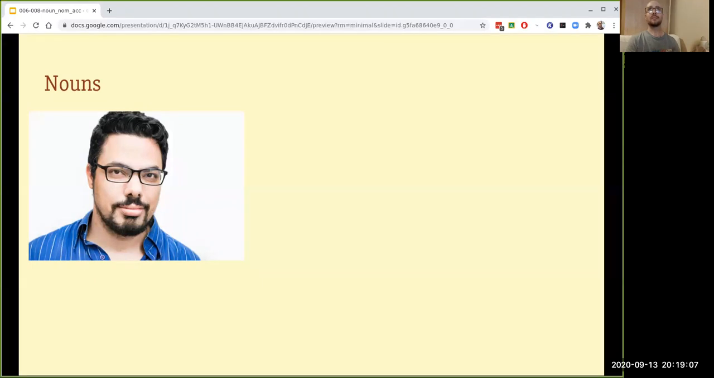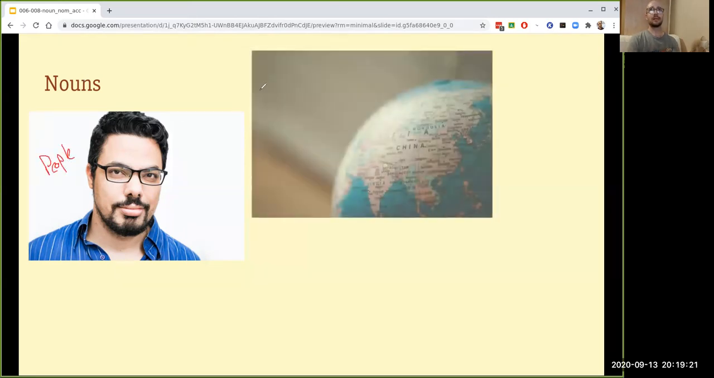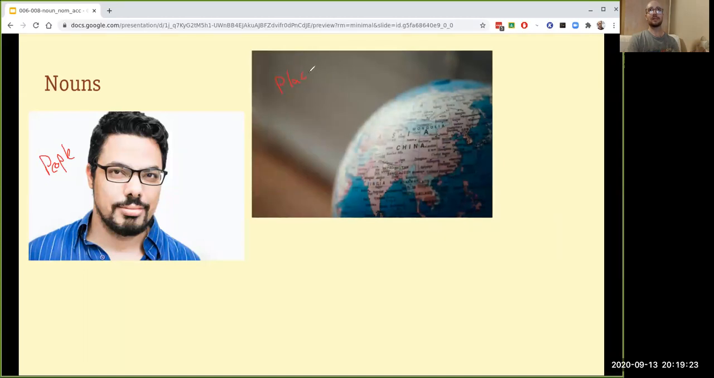Nouns can be, oof, hold on a second here. Nouns can be people. There we go, there's a person. Nouns can be places. And nouns can be things. So we can include abstract ideas here, but basically if you can kick it, it's a noun. All right.